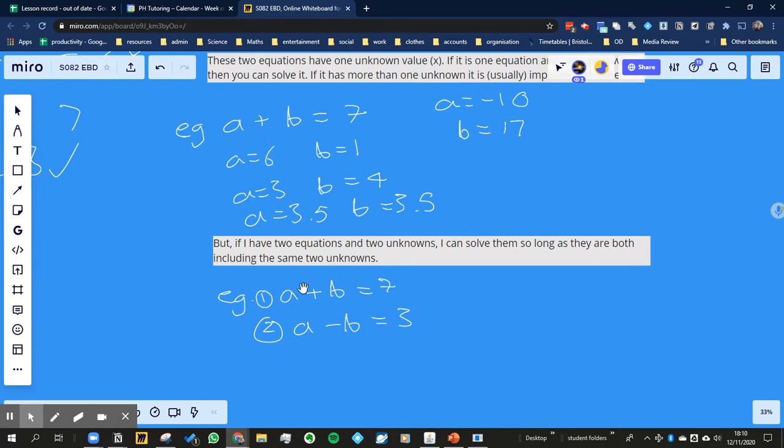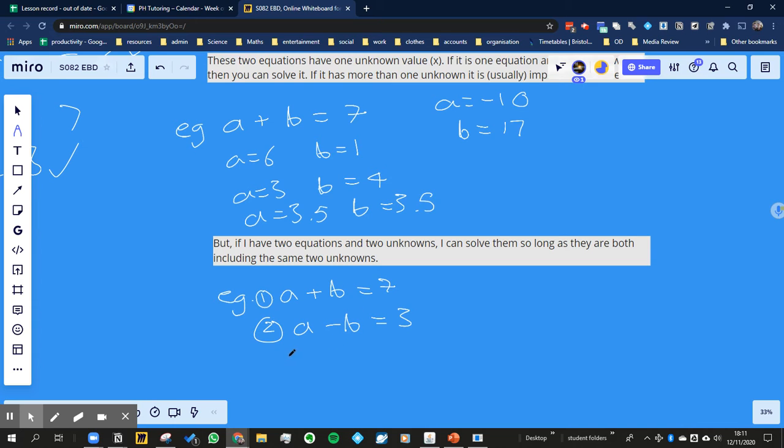There are endless possibilities, as you can see. If you have two equations with two unknowns, as long as they are the same unknowns, this is the same a as that a, this is the same b as that b, then you can solve it. In fact, if you have three equations and three unknowns, you can solve that. Four equations, four unknowns, you can solve that, and so on. You have to have the same number of equations as you have unknowns, and then you can solve them. So let's have a look at trying to solve this one.